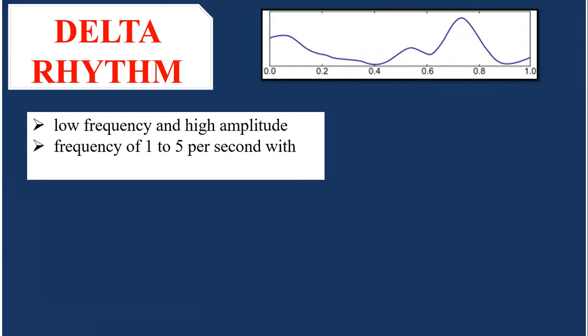The other type of wave is the delta rhythm, or the delta waves. As you can see, these delta waves have low frequency and also low amplitude. How many waves? As you can see, 1, 2, 3, 4, and 5 waves. So these delta waves have very low frequency. The frequency may range from 1 to 5 waves per second, and the amplitude is 20 to 200 microvolts for the delta rhythm.